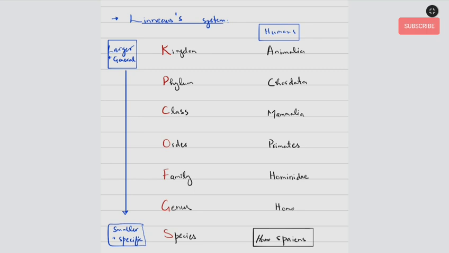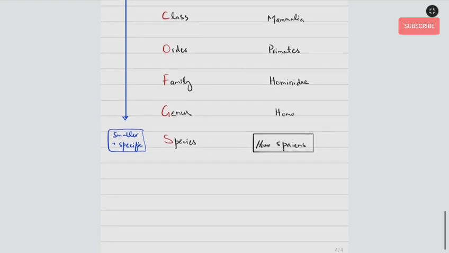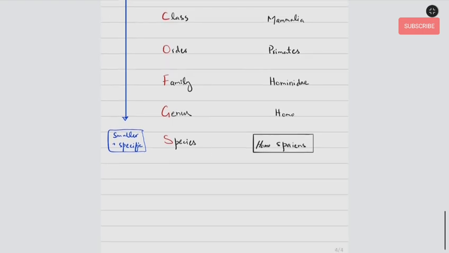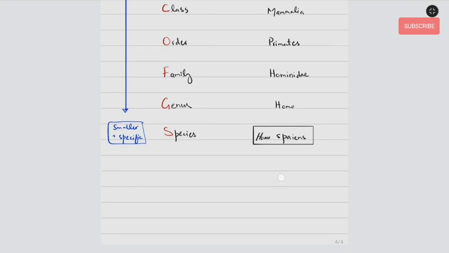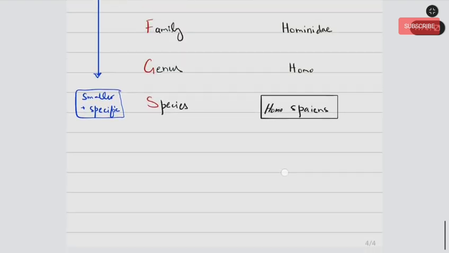So there are a bunch of different acronyms you can use for it, like King Philip came over for Grand's spaghetti. You can develop a bunch of different acronyms, but it's easier to just follow it like that. Now, are there other ways to classify organisms?